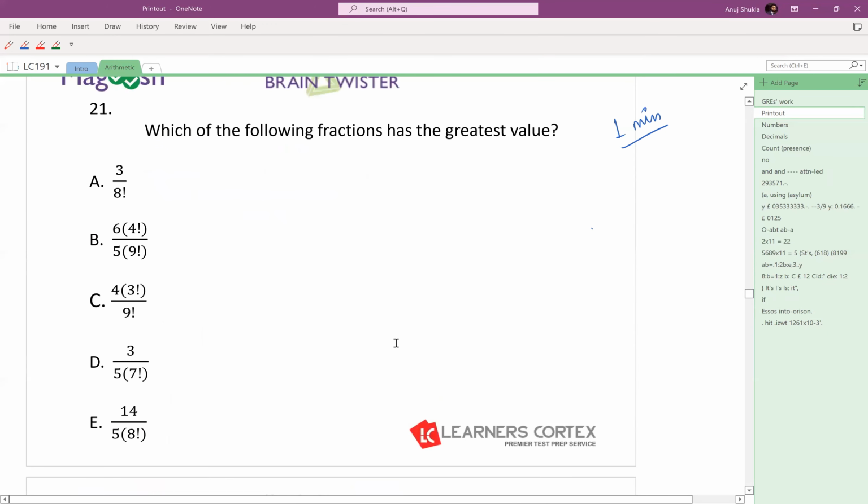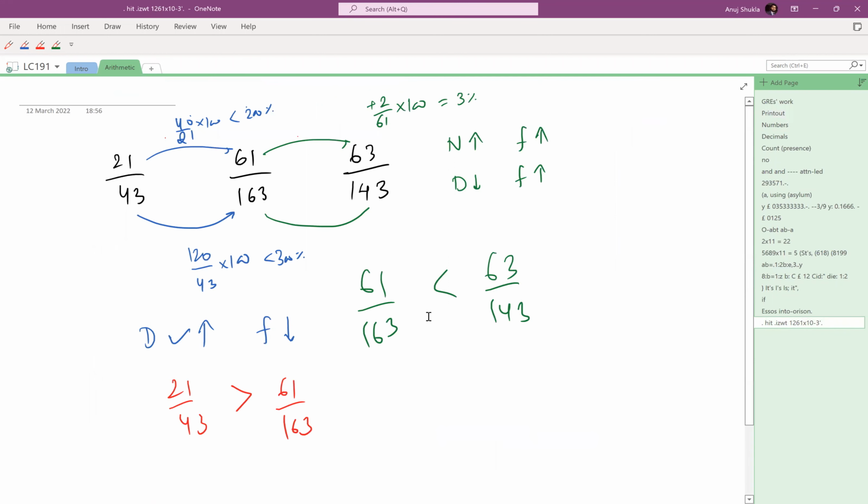61 by 163 was less than both 21 by 43 and 63 by 143. So we have to now compare between 21 by 43 and 63 by 143. That you can do on your own, right? We should find that also to get the final result.